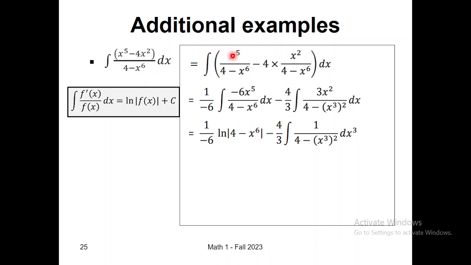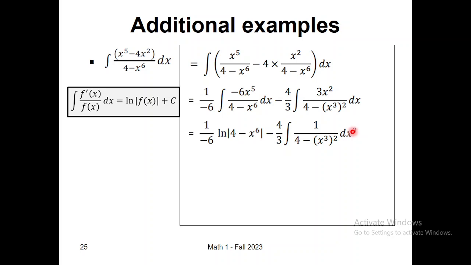In this case, by multiplying by negative 6 and dividing by negative 6, this function will be the derivative of the denominator, so the result will be ln of the function in the denominator. Now we have this extra problem, x squared over x to the power 6. We cannot say that the function in the numerator is the derivative of the denominator. But if we bring this x squared inside the d operator, it will be x to the power 3. What is the benefit of this?